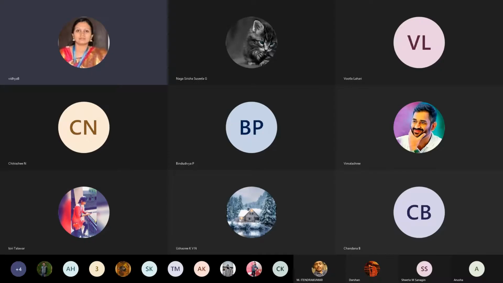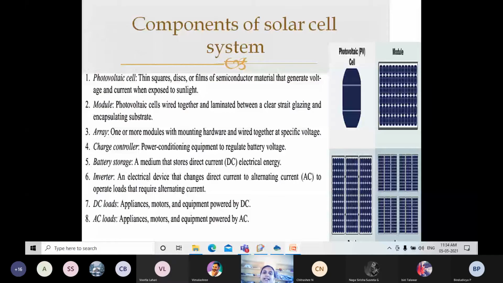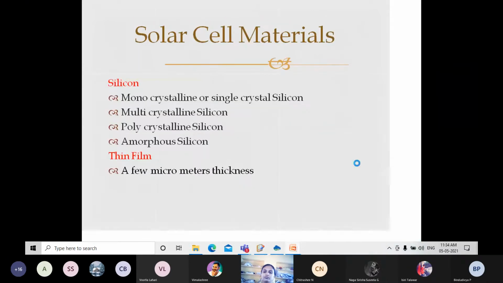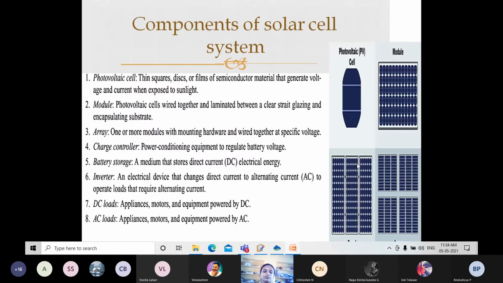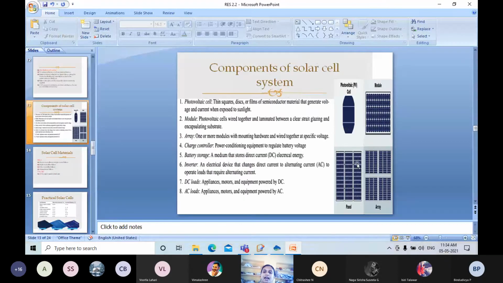Components of a solar cell system. First is a photovoltaic cell. It is a thin square disc or film of semiconductor material that will generate a voltage and current when it is exposed to sunlight. You can observe here a photovoltaic cell, a module, and this is an array. This is a panel and this is an array.